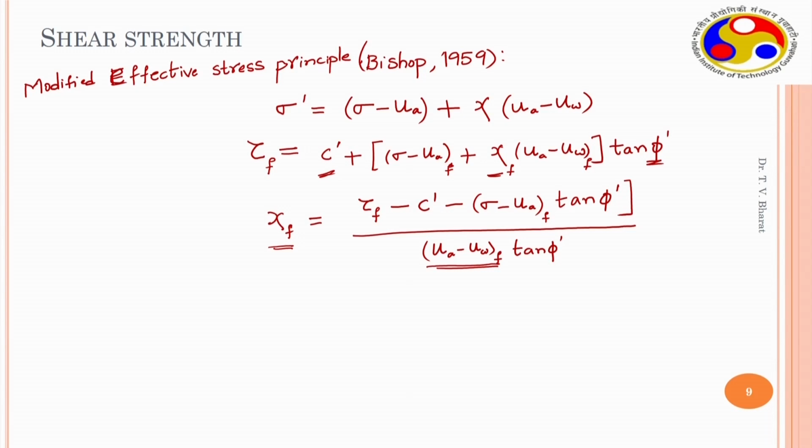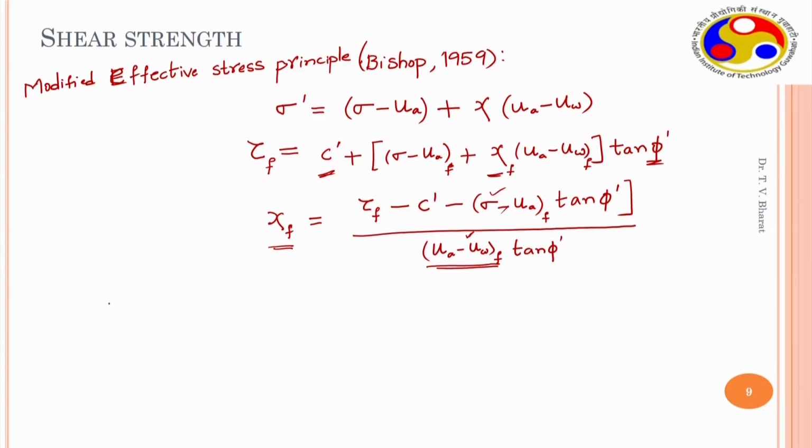Let us see how the experiments are conducted. From this particular data, it is evident that when we control sigma minus UA and UA minus UW independently, and the soil fails at that particular state, these two stress state variables are known. Then by conducting a series of tests varying these stress state variables, we can obtain the xi F value. Let us see how we do it.